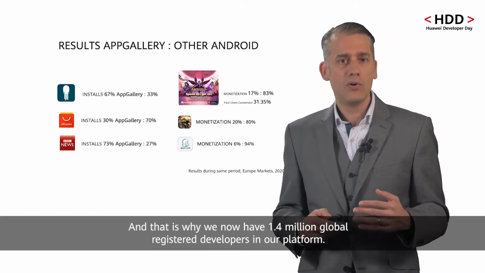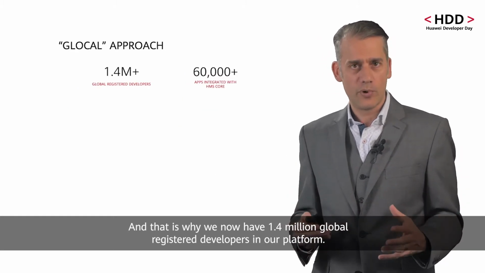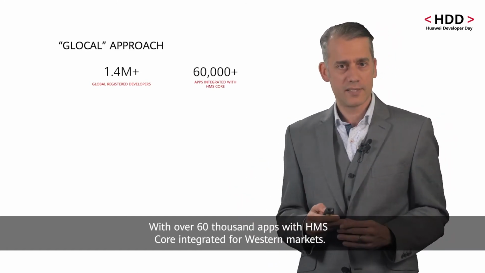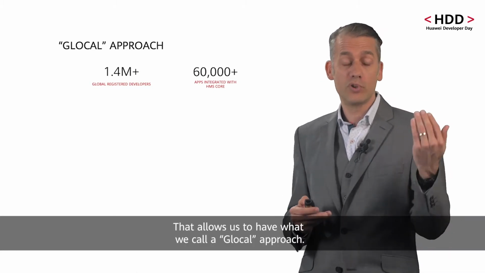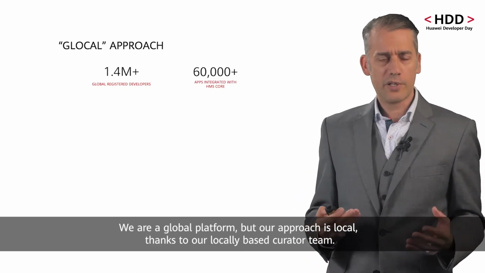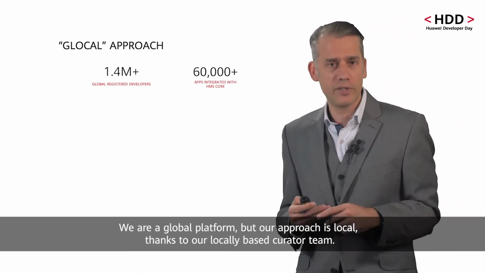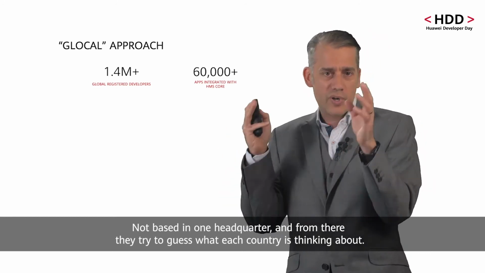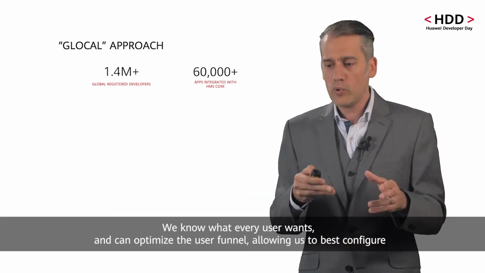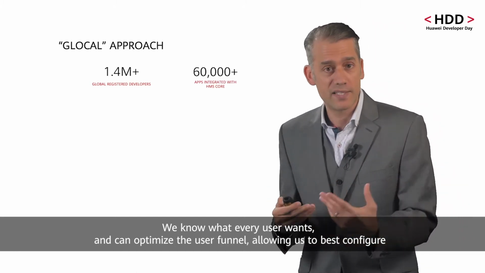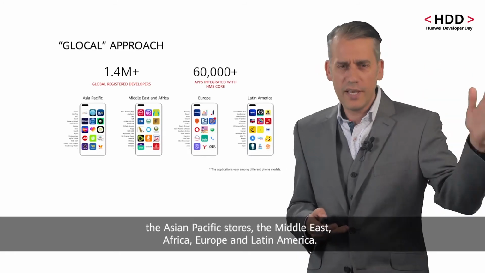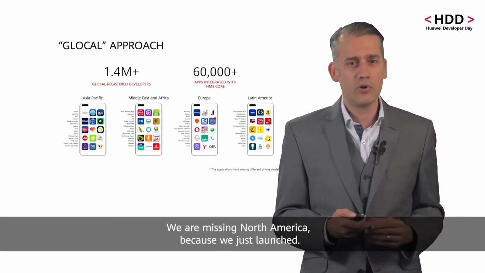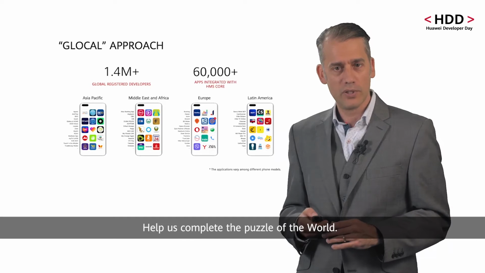And that is why we now have 1.4 million global registered developers on our platform, with over 60,000 apps with HMS core integrated for Western markets and growing every day. That allows us to have what we call a global approach. We are a global platform, but our approach is local thanks to our locally based curator team. We have editors in every country, not based in one headquarters trying to guess what each of the countries is thinking about. We will know what every user wants and optimize the whole funnel of users, allowing us to configure the Asia-Pacific store, the Middle East and Africa countries, the Europe countries, the Latin America. We are missing North America because we just launched. Help us complete the puzzle of the world.